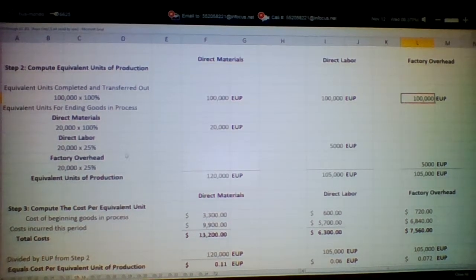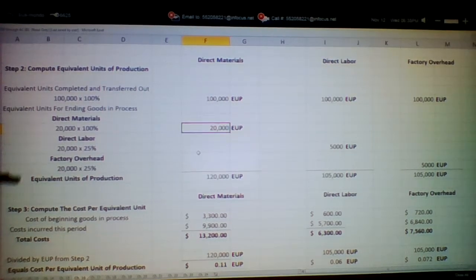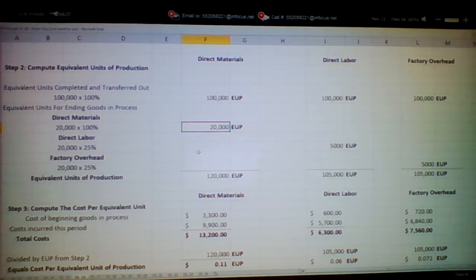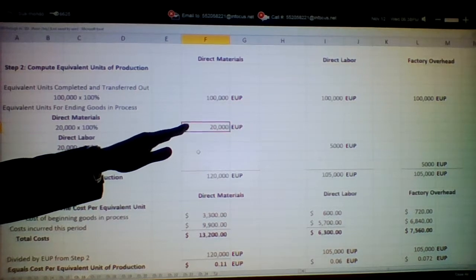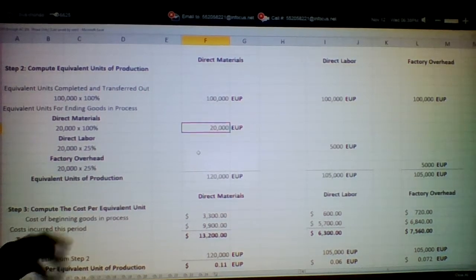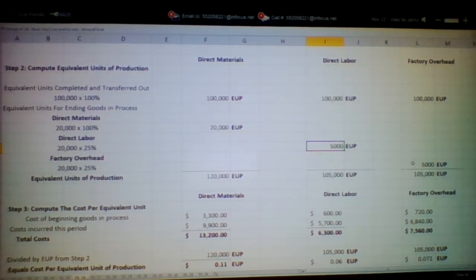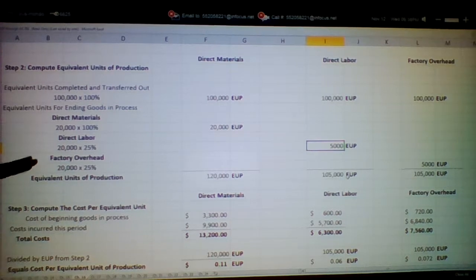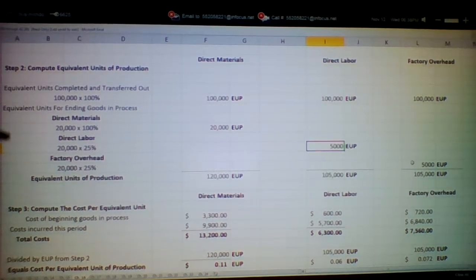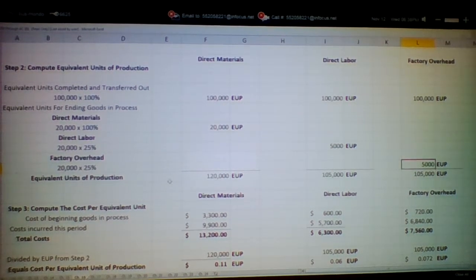All right. But our ending goods in process, we had 20,000 units. Just in materials, we completed. So we have 20,000 equivalent units of product in materials. But labor, we only got 25% of the way through. So we could say 25% of 20,000, we really only got 5,000 units. You know, if we'd started 5,000, we'd have finished 5,000. Overhead, because it's based on what labor is, we assume the same weight as labor, 25%, 5,000 as well.